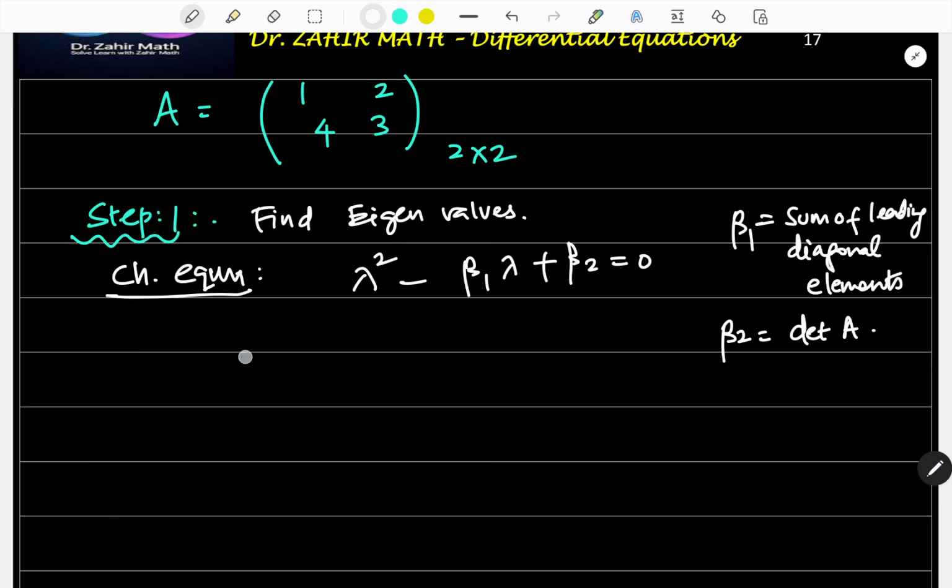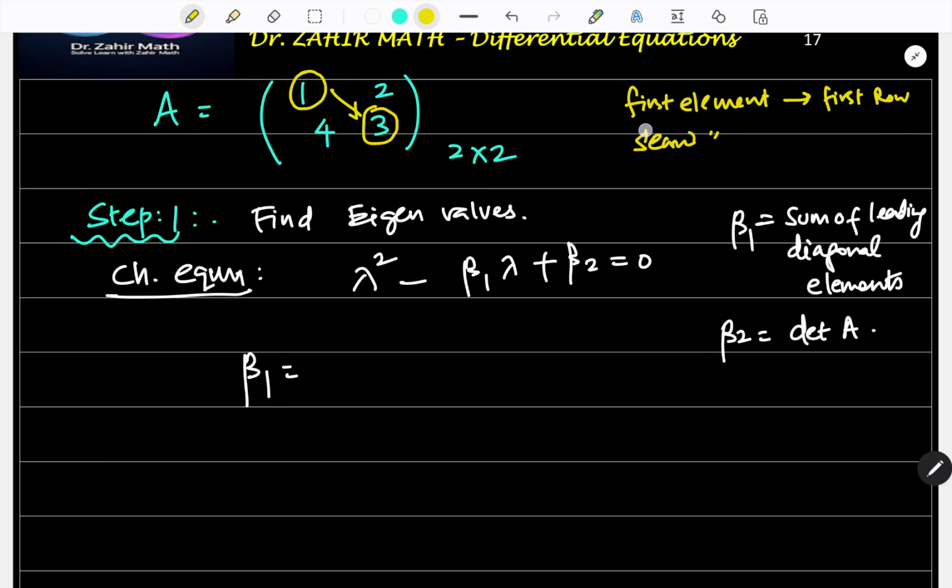Let us calculate beta 1. Beta 1 is the sum of the leading diagonal elements. The leading diagonal is the first element in the first row, the second element in the second row, and it follows like that, the third element in the third row. So 1 plus 3, which is equal to 4. So beta 1 is equal to 4.